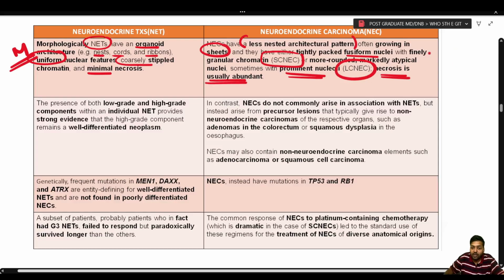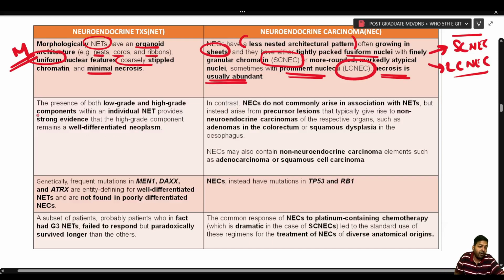So in the neuroendocrine carcinoma, there is a small cell variety and there is a large cell variety. They do not have a particular architectural pattern, in contrast to the neuroendocrine tumors, and they also have abundant necrosis as compared to neuroendocrine tumors.